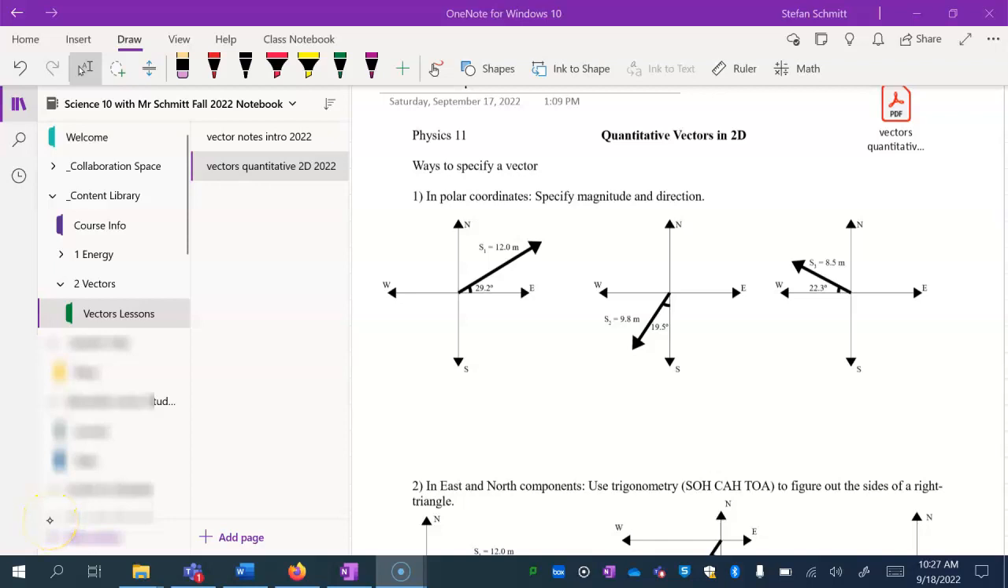In this video, we're going to continue to learn about vectors, adding and subtracting vectors in 2 dimensions. And the first thing we're going to learn is how to communicate in writing or with words the direction and magnitude of vectors. So there are 2 ways to specify a vector, and the first way we're going to learn is polar coordinates.